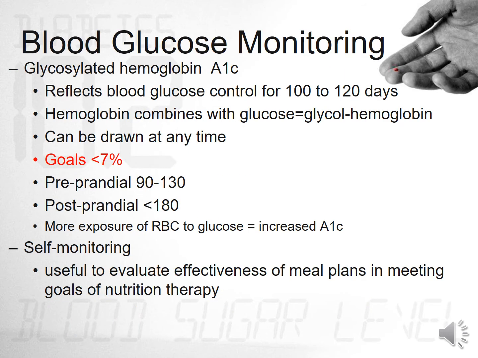Blood glucose monitoring. Glycosylated hemoglobin A1C reflects the blood glucose control for 100 to 120 days. Hemoglobin combined to glucose, glycohemoglobin, can be drawn at any time. Goals are less than 7%. Preprandial is 90 to 130. Postprandial is less than 180.